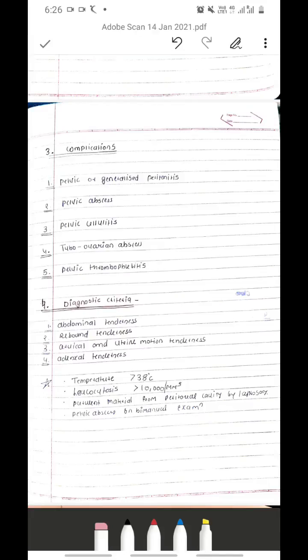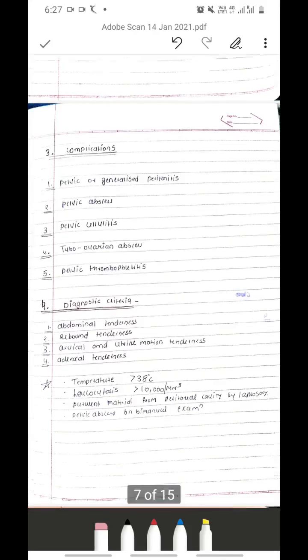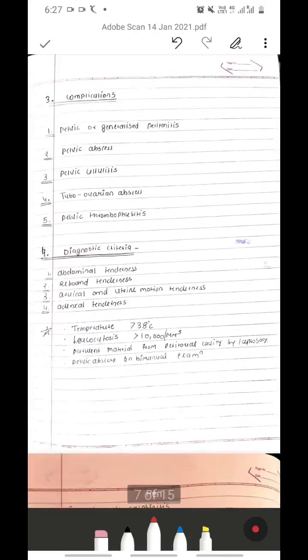So after that, complications. The acute salpingitis leads to generalized peritonitis, pelvic abscess, cellulitis, tubo-ovarian abscess, pelvic thrombophlebitis. Okay, so after that, diagnostic criteria. What will be the diagnostic criteria? These four will be the diagnostic criteria. It is not necessary that all tenderness are present in one patient. It depends upon person to person.